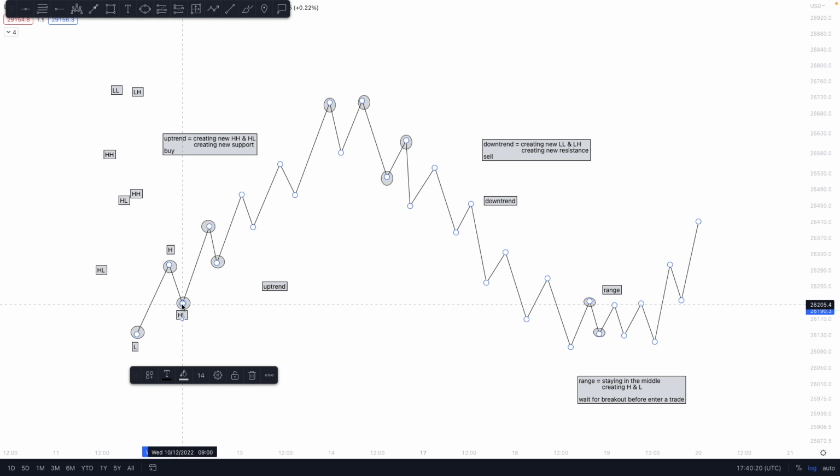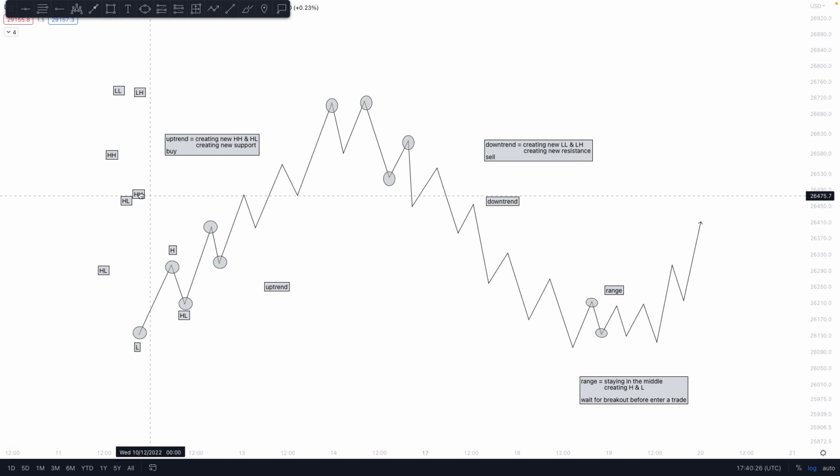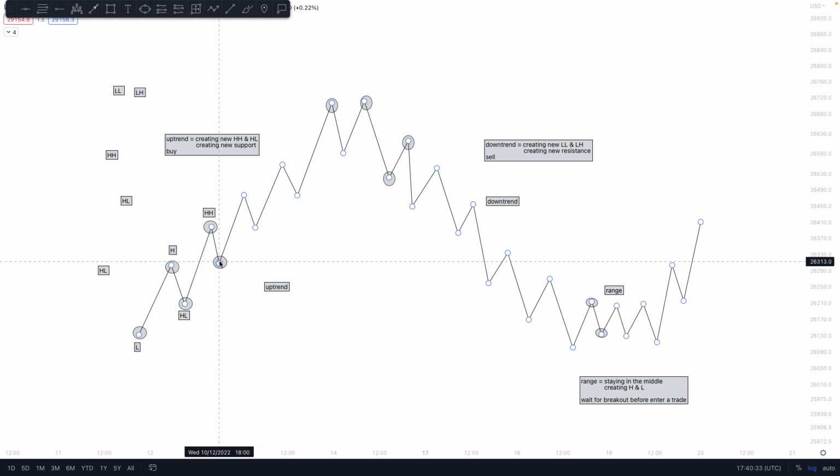Same thing over here, the market breaks above, right? Breaking above this resistance, where it now creates a new higher high. Now, the reason why this is going to be a higher high is because this high is higher than the previous high. Same thing over here. We're now creating a new higher low. The reason why this low is higher is because, again, this low is higher than the previous low.